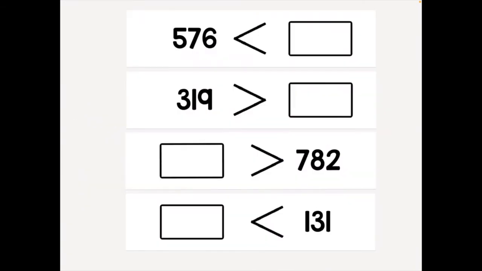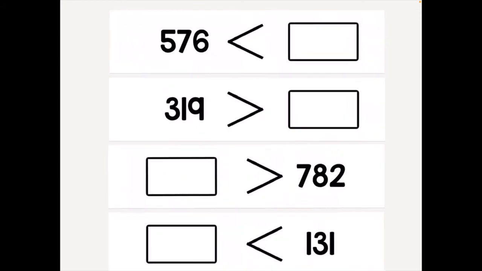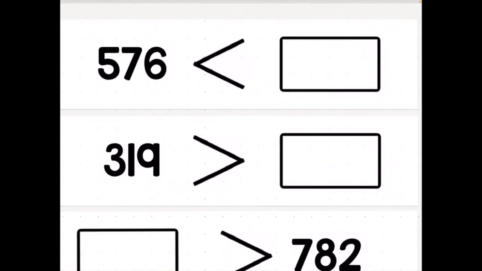Okay, these are a little bit fun. This one, you get to write your own number to make the sentence true. So this first one says, 576 is less than blank. Blank is going to be whatever number you want it to be, as long as it's bigger than 576. How do I know that it has to be bigger? I know that it has to be bigger because this mouth right here is eating this bigger number.